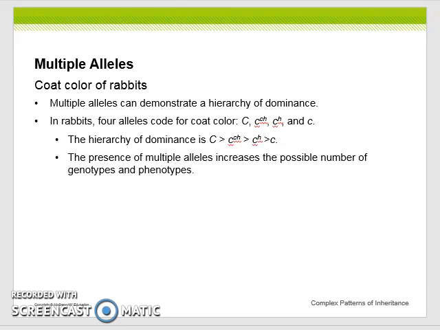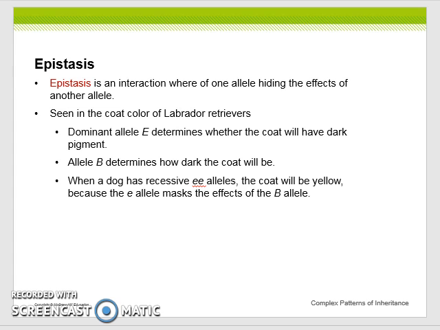So as before, with the coat color of rabbits, multiple alleles can demonstrate a hierarchy of dominance. In rabbits, 4 alleles code for coat color. It's C, C to the CH, C to the H, and c. The hierarchy of dominance is as follows. The presence of multiple alleles increases the possible number of genotypes and phenotypes.